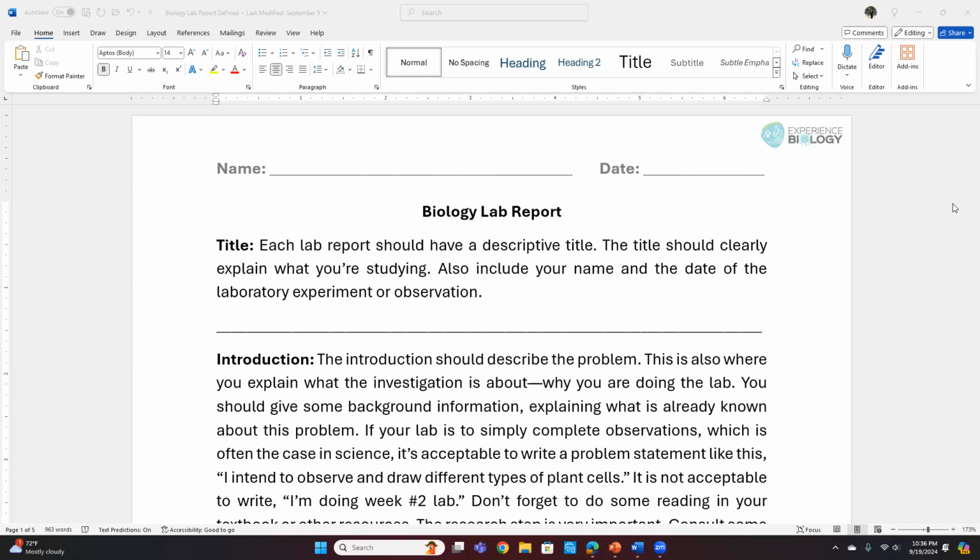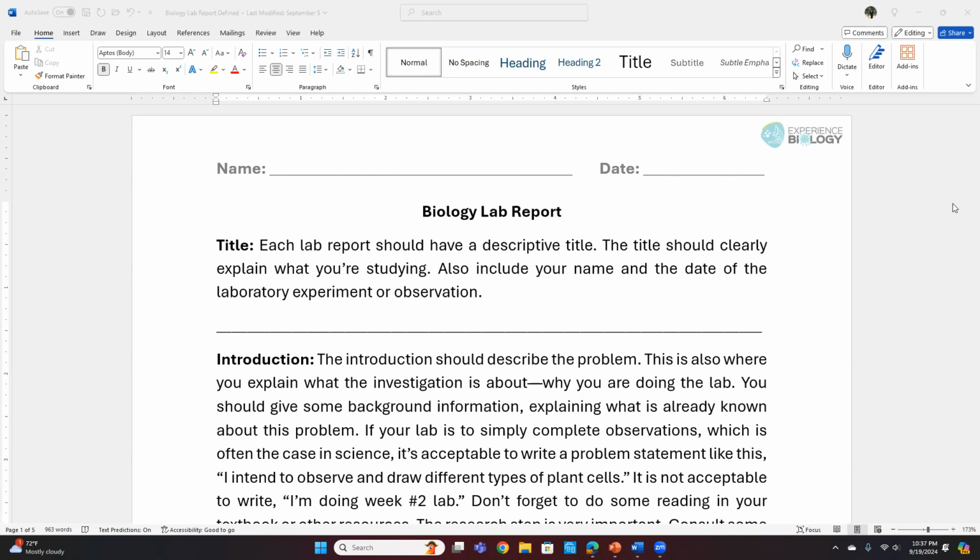First things first, we have to have a title. Each lab report should have a descriptive title. The title should clearly explain what you are studying. Also include your name and the date of the laboratory experiment or observation. Our lab was conducted today, September 19th, 2024.